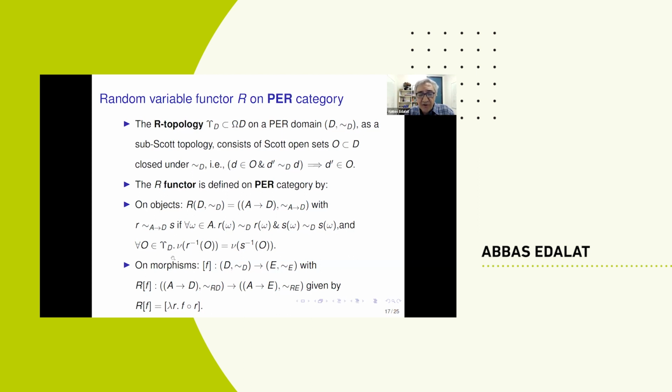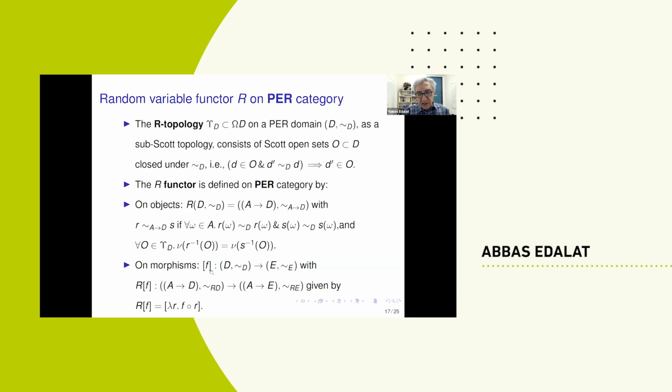And also we have this property, which is similar to what equivalence on random variables is. So for any open set O, we want the induced measure by R and S to be the same. So nu of R minus 1 of O should be nu of S minus 1 of O. So these are very natural definitions. And on morphisms, the definition is also very natural.